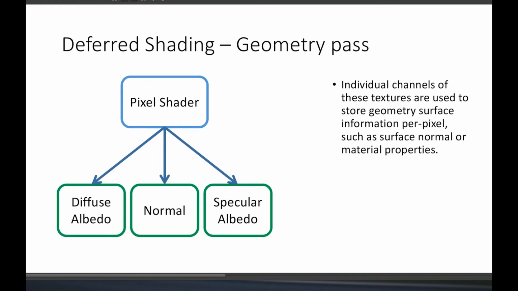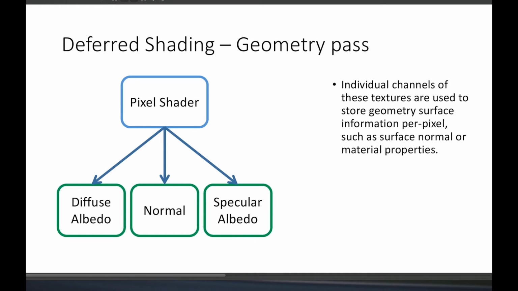What are the geometry buffers? The geometry buffers are simply textures that store different geometry and material properties. So, for example, we could output the diffuse albedo in one texture, the normal of the pixels in another one, the specular albedo in another one, and all the stuff that we want in different textures. And also, if possible, we could mix different information in the same texture, but in different channels.